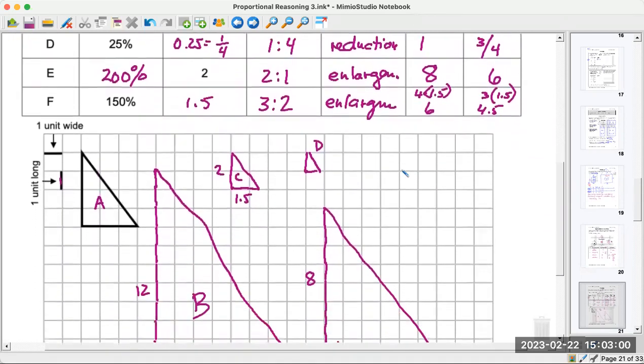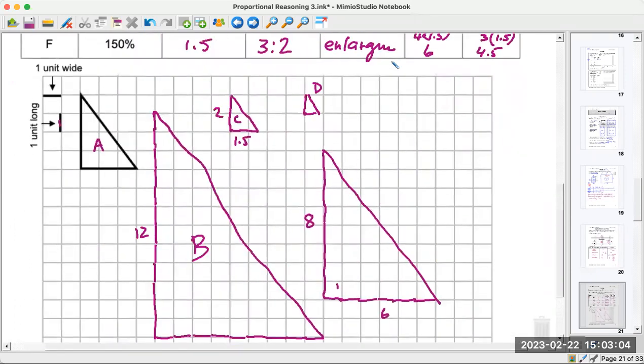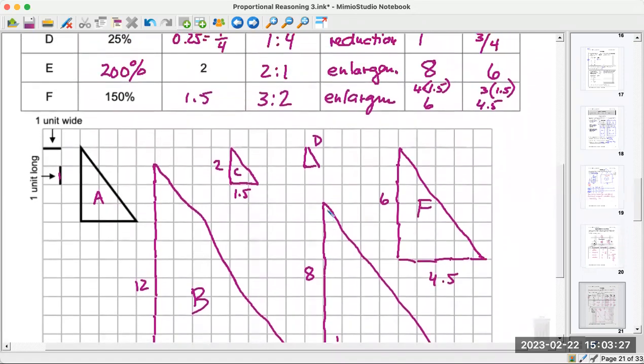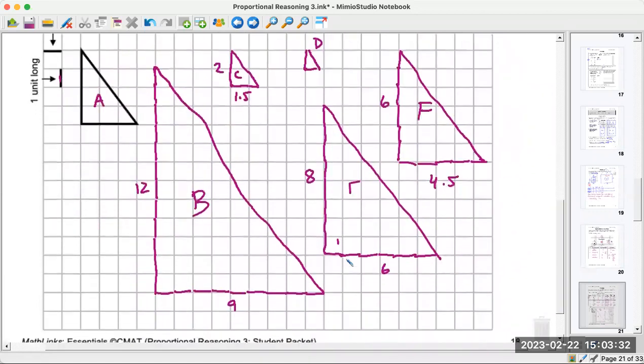6 high vertically. Come on, stop. This thing is doing its own thing. 6 high, 1, 2, 3, 4, 5, 6, 1, 2, 3, 4, 4.5. And then connect them. 6 and 4.5. And this is called F. And that one was E. Oh, stop it. That thing has a mind of its own.